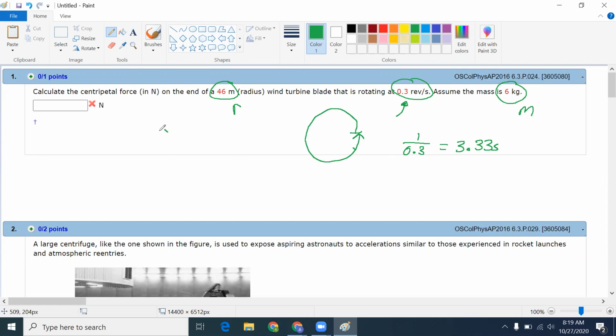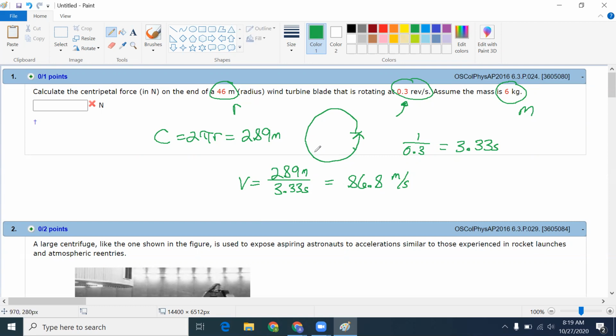The radius is 46, so the circumference will be 2 pi r. So that's 2 pi times 46. And that's going to be 289 meters. So the velocity of my wind turbine is 289 meters over 3.33 seconds. And I get 86.8 meters per second.